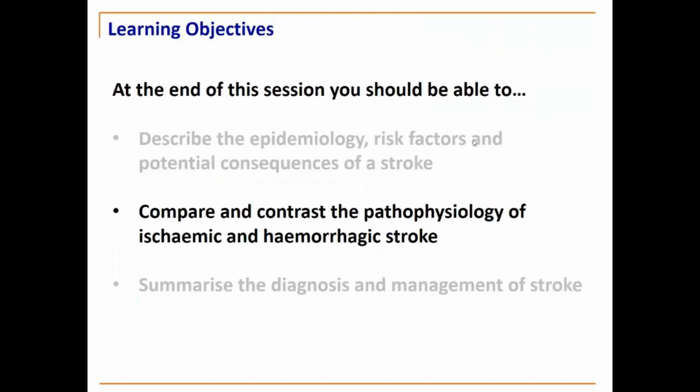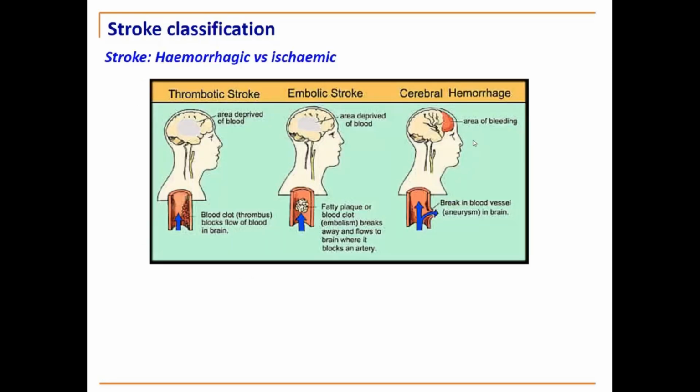So the second part that we're going to look into is the pathophysiology of both ischemic and haemorrhagic stroke. So if we're looking at the two different types, you've got your thrombotic and your embolic strokes. So those are ischemic. And so remember, a thrombus forms in one place and blocks that particular place. So it forms in the brain and blocks the brain. Embolic, the clot is produced in one place and moves somewhere else. So it breaks away and flows to the brain, where it causes an embolic stroke.